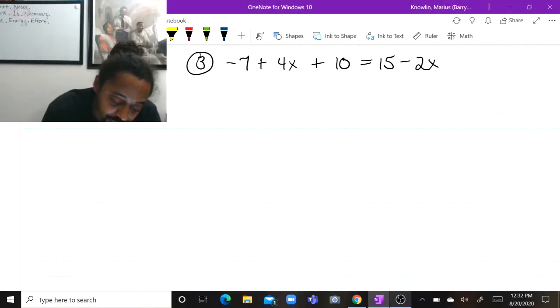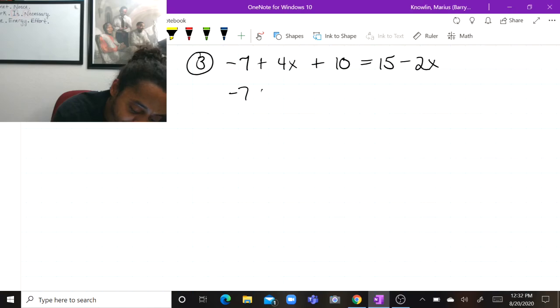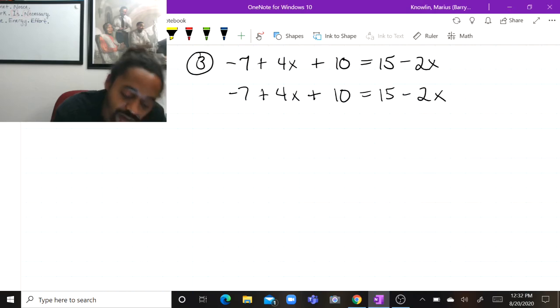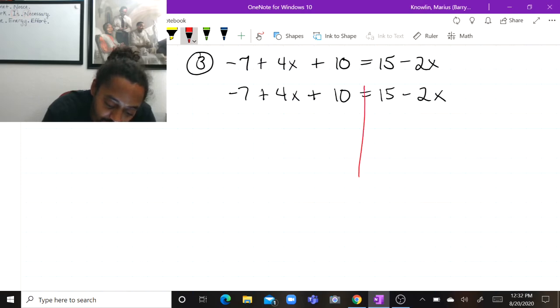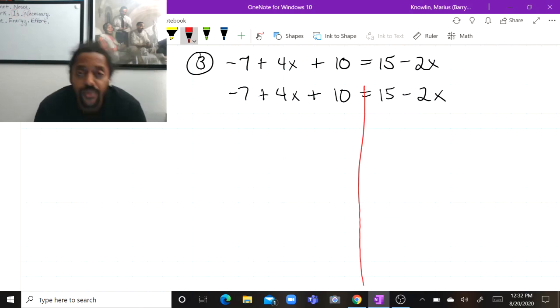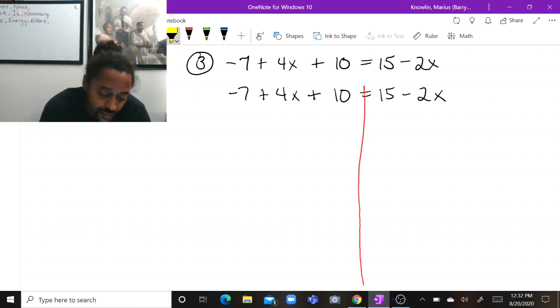All right, number 3. Let's go ahead and rewrite number 3 first. It says -7 plus 4x plus 10 equals 15 minus 2x. Once again, we want to start by splitting our equation into 2 parts, a left side and a right side. With this problem, on the left side, we have to combine like terms before we start moving anything around. We have 2 like terms.